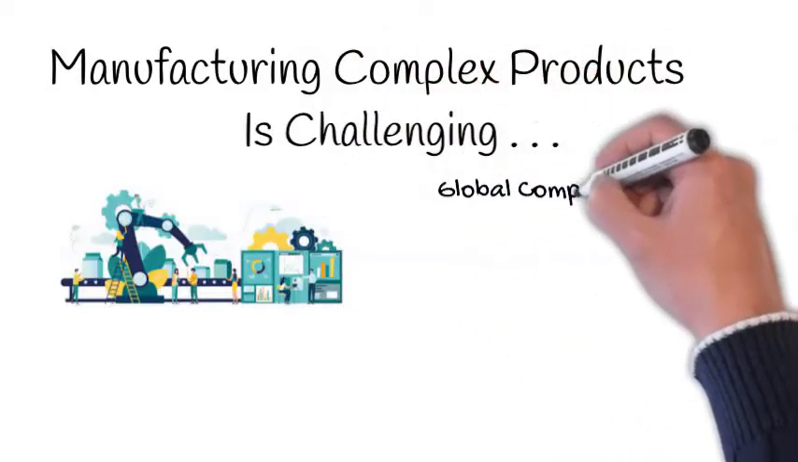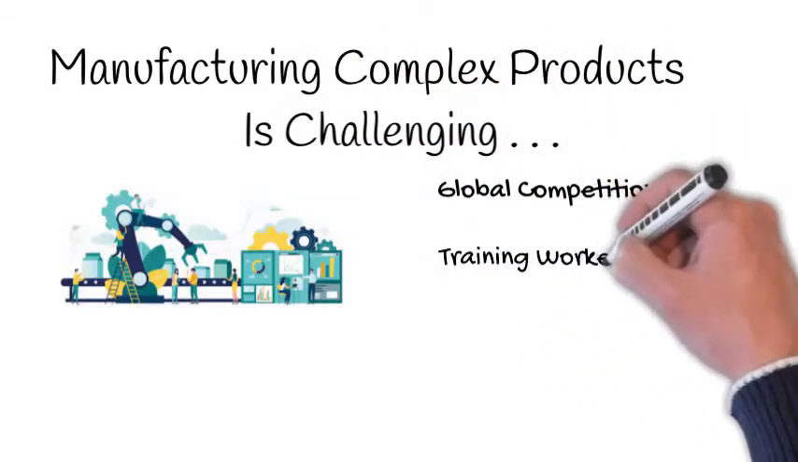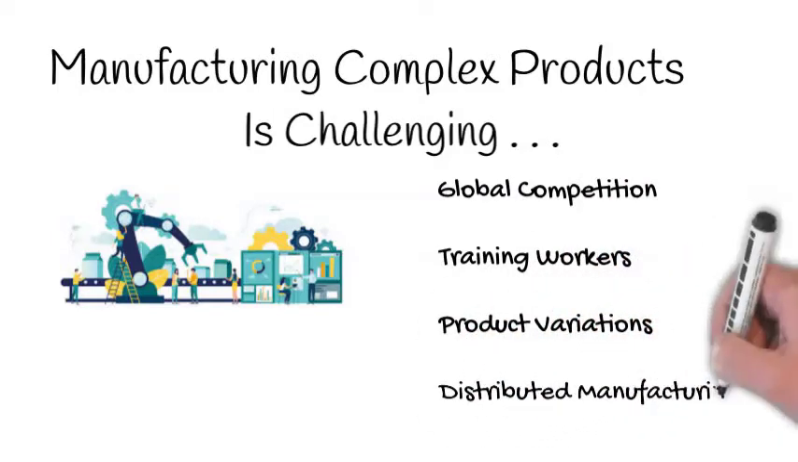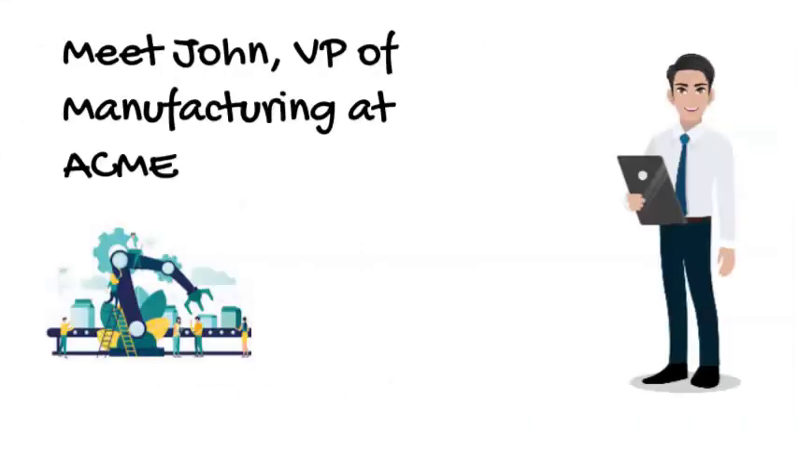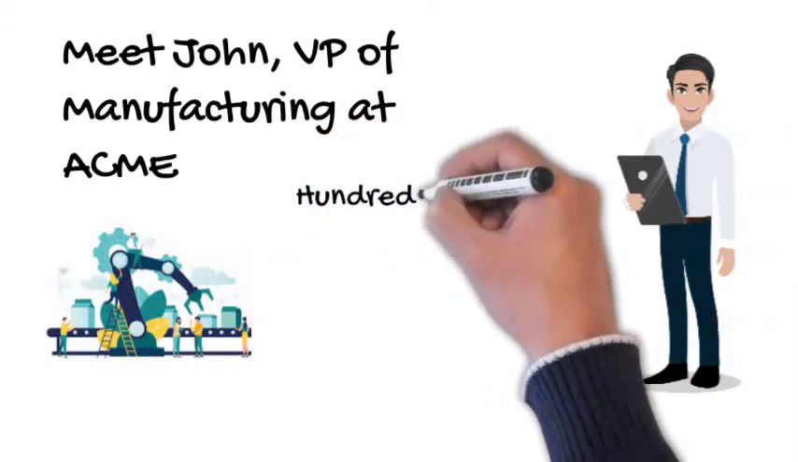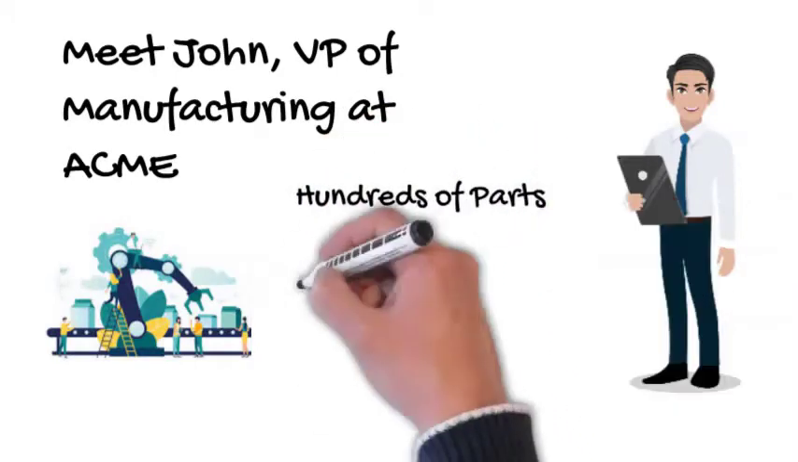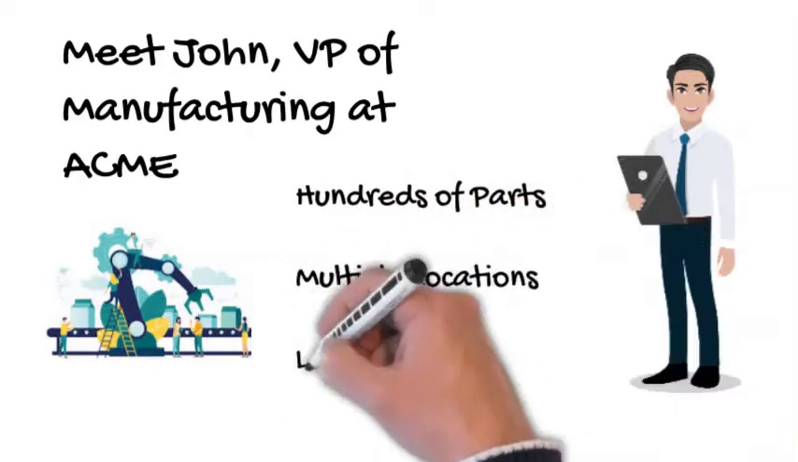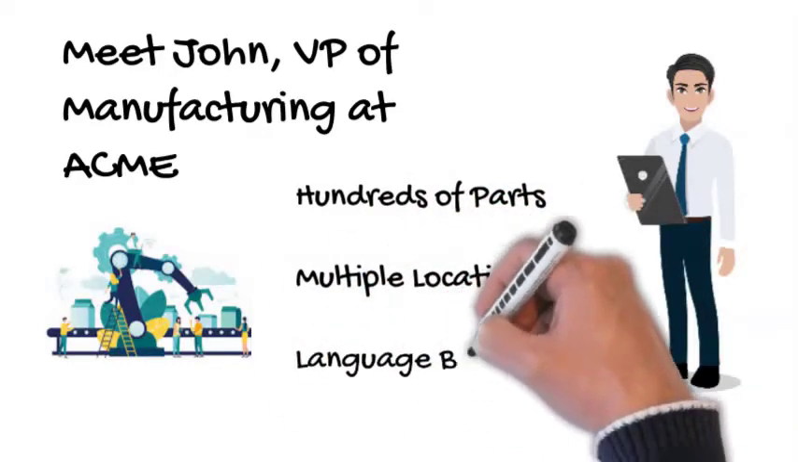Manufacturing is challenging for companies that produce complex products with hundreds or even thousands of parts, from machinery to medical equipment to vehicles. Meet John. His company makes complex products with hundreds of parts. Manufacturing occurs in multiple locations, some in other countries, which creates language issues impacting training and quality.